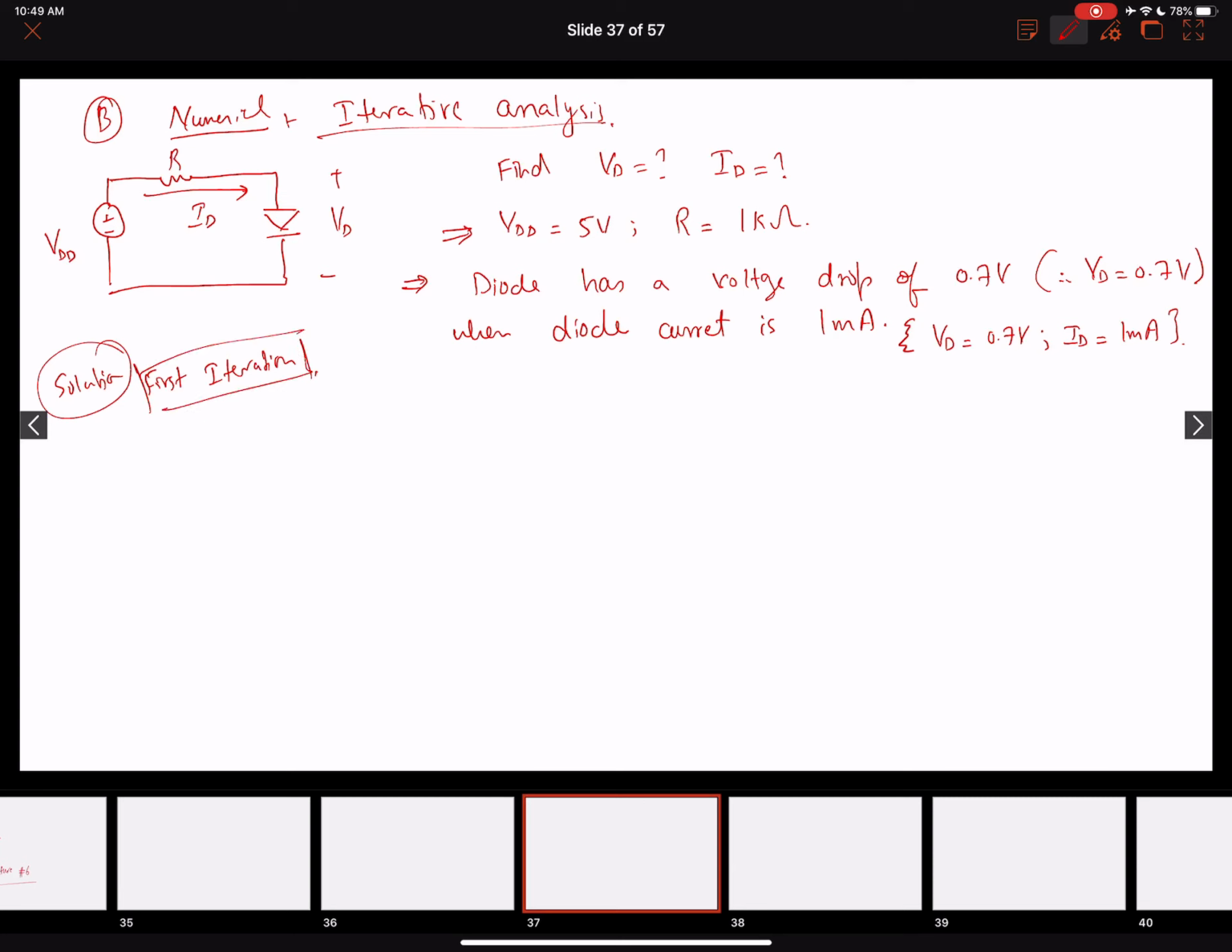Okay, and you're going to realize when we do the second iteration that we are kind of repeating the analysis again. So now I am going to start with the first iteration. In the first iteration, we will directly start with the equation.